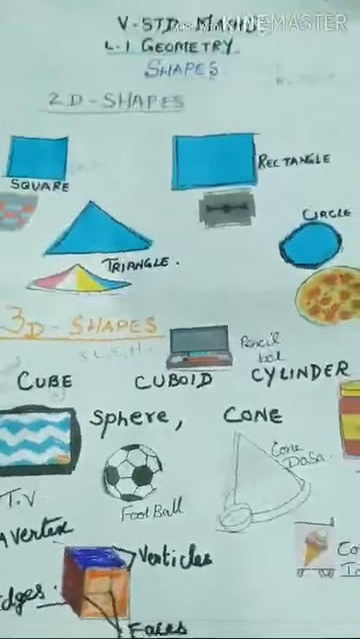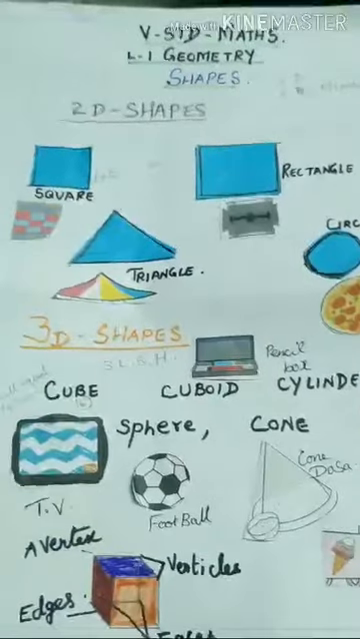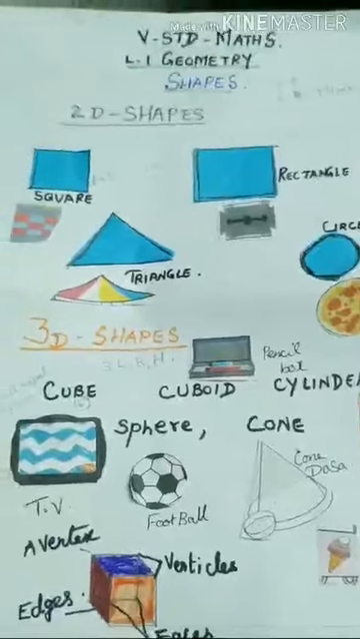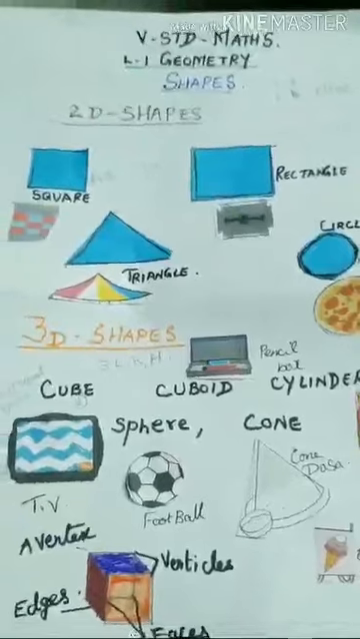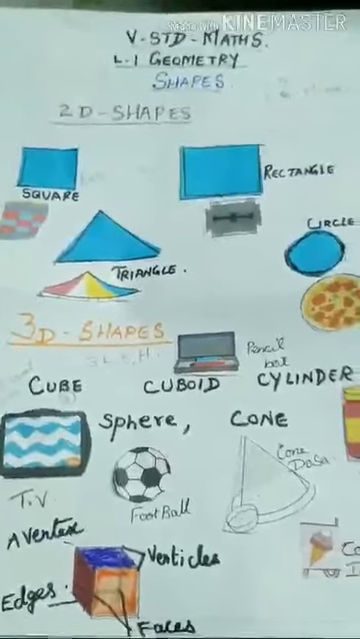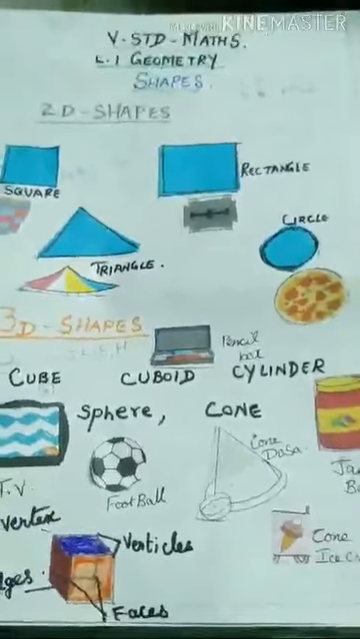Then we'll move on to the 3D shapes, where we can see a cube, cuboid, sphere, cylinder, and a cone. Here we can have some examples. Cube we have a small cylinder, then a cuboid you have a pencil box, sphere you can have as a football, cone you can have as a cone dosa or cone ice cream, cylinder you can take as a jam bottle.